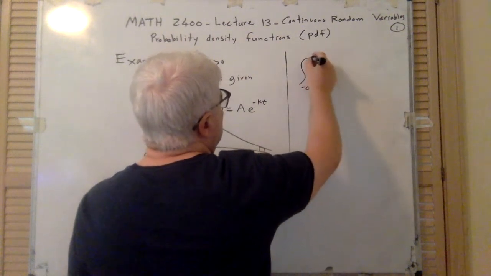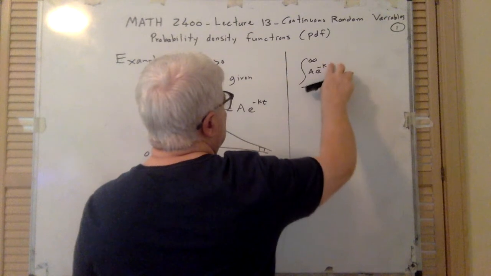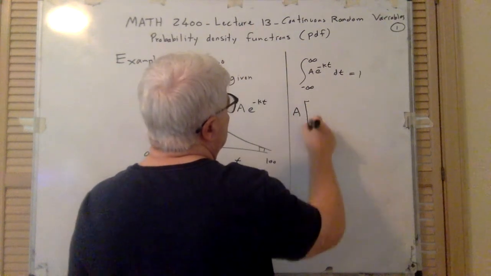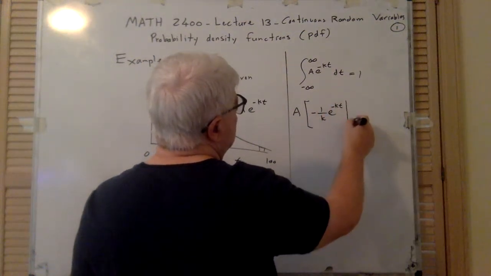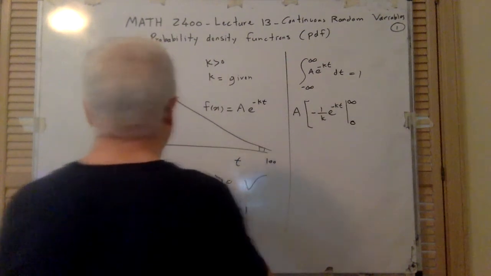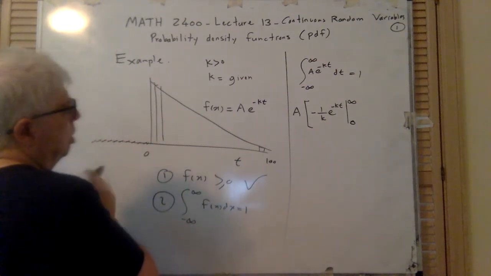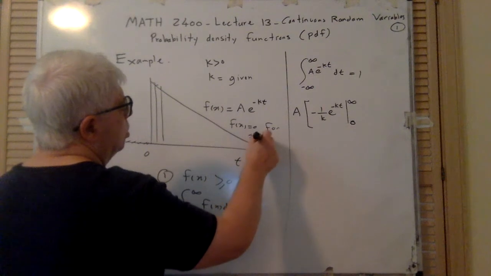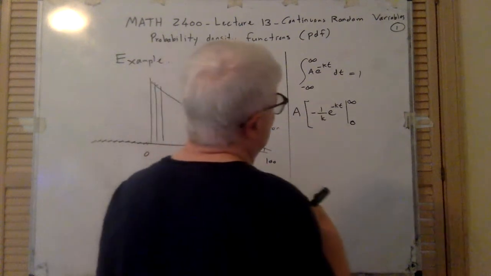So I need the integral of a e to the power minus kt dt to be 1. Well, the a comes out, and this is minus 1 over k e to the power minus kt from 0 to infinity. In fact, you can start at 0, because of age or how long you live is 0. So let's assume that f(x) is 0 for x less than 0.